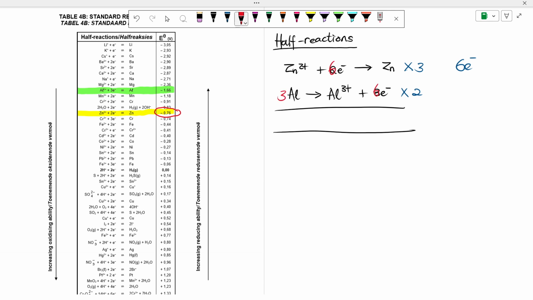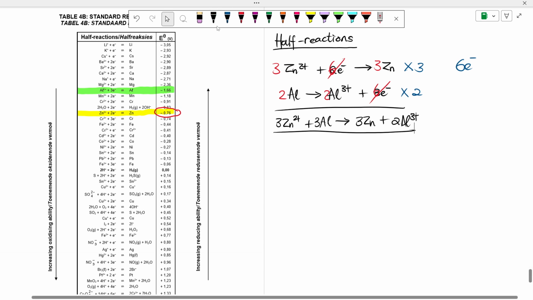Then we have 2 for the aluminum side, 2, 2, 3, 3. Then the electrons cancel. I just pull everything down. 3 Zn2+ plus 3 Al solid gives 3 Zn solid plus 2 Al3+. And that's the correct balanced equation.